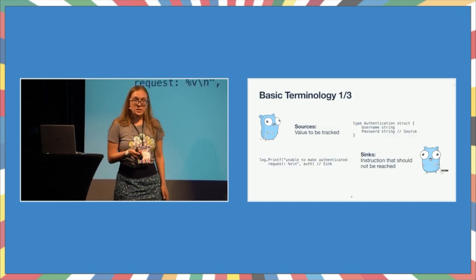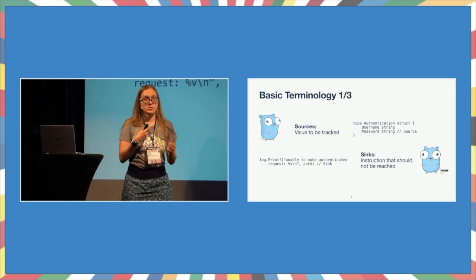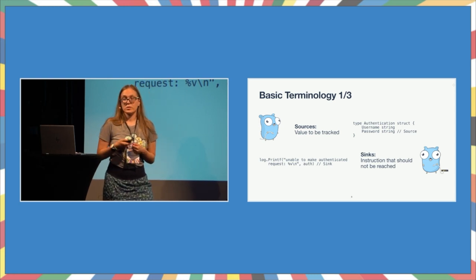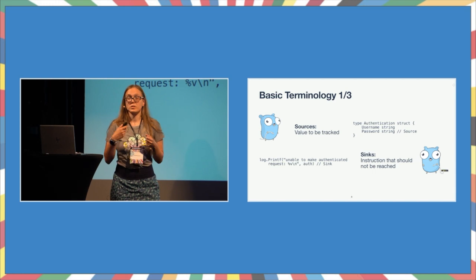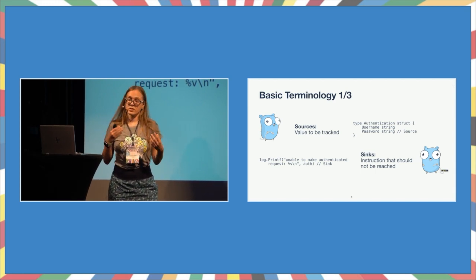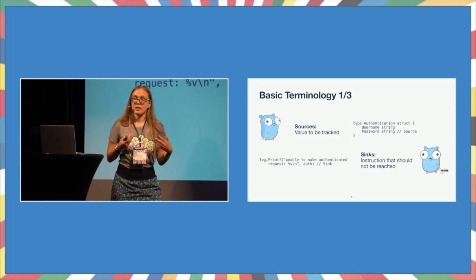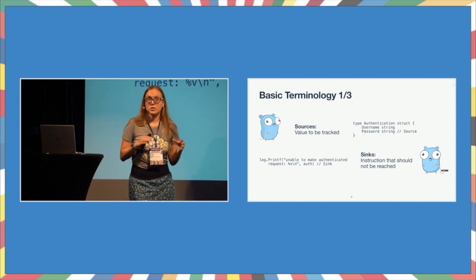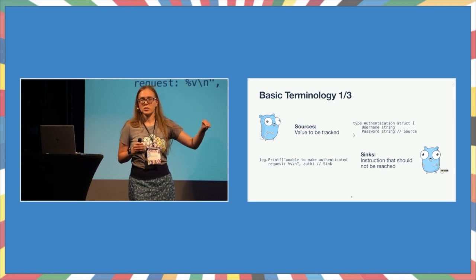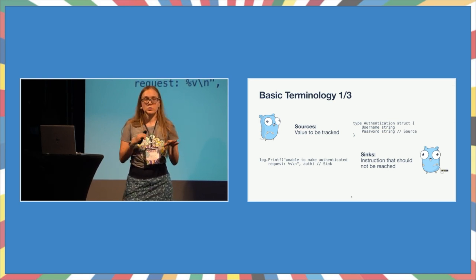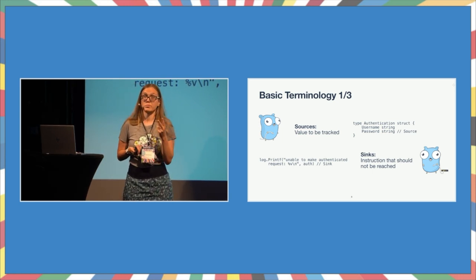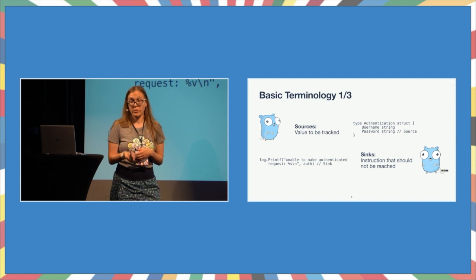Now, if you look at taint analysis, there's a lot of terminology, and I want to demystify some of the terms for you. The first one is sources. A source is a value that should be tracked. Looking at the example of logging sensitive information, it could be the password field in an authentication struct. The other term is sinks. Sinks are the instructions that should not be reached at all. For example, going back to the CVE mentioned before, our password should not reach a log statement. We don't want this to happen. These are the two fundamental terms you really often hear or read in the context of taint analysis, and I will use them further now.